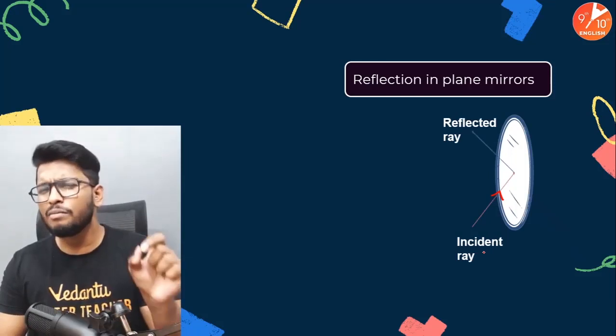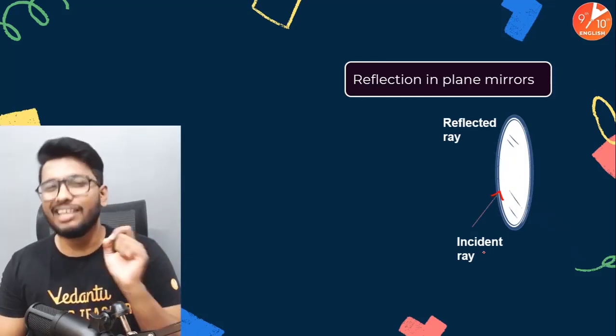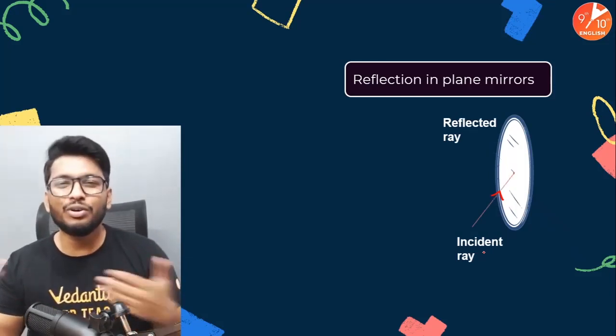Now, the ray of light that is coming and falling would be termed the incident ray, because obviously, how would you differentiate?